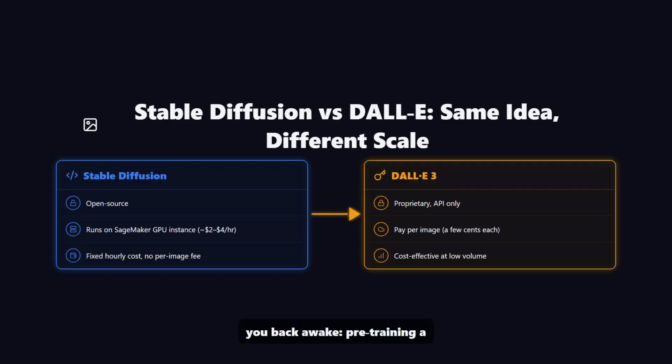Pre-training a large model can cost millions of dollars, but fine-tuning that same model on your own data can cost dramatically less, often just a fraction of the original cost. That massive gap is exactly the exam trap. They'll try to get you to rebuild from scratch when you don't need to.